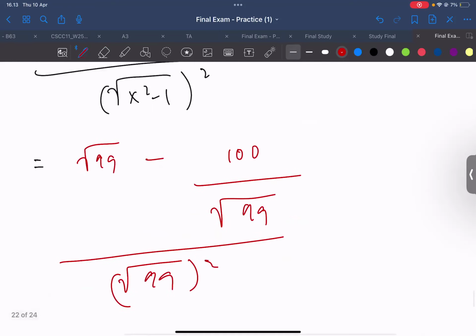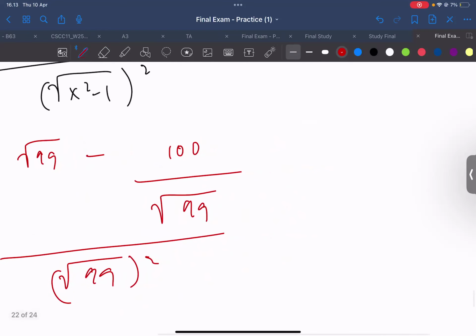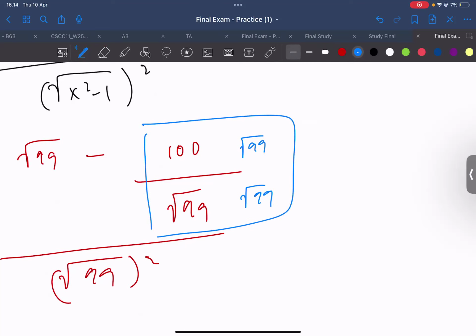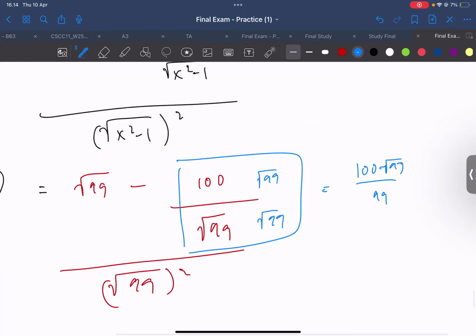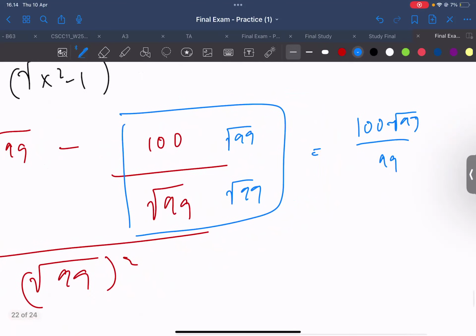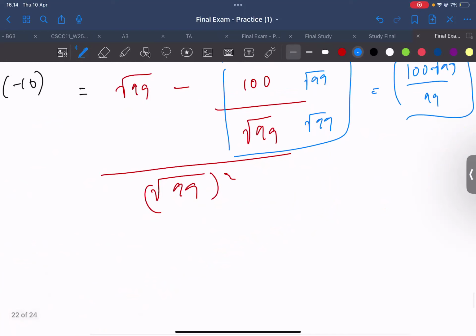In this case, if you multiply the top and bottom by square root of 99, it'll become like this. I'll make it clear by using blue. We multiply the top by square root of 99 and the bottom by square root of 99. So this term becomes 100 square root of 99 over 99. And we know that 100 over 99 is greater than 1. So if I subtract this term from square root of 99, it will be negative, so it will be less than 0.